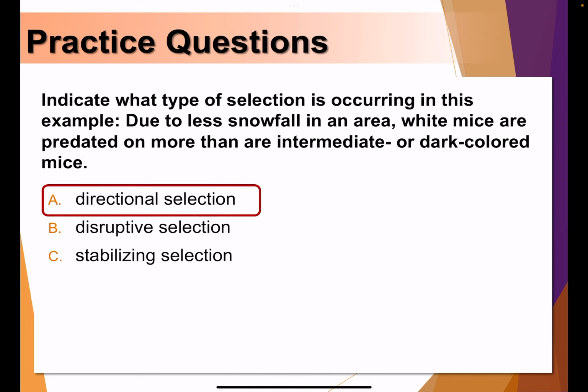It is directional selection. The population is shifting towards darker colors, moving the bell curve over to the right, as we have discussed in lecture. Indicate what type of selection is occurring in this example.